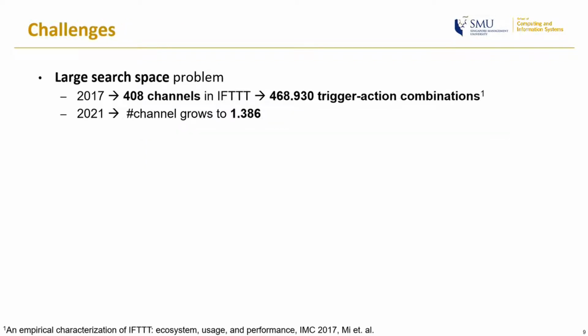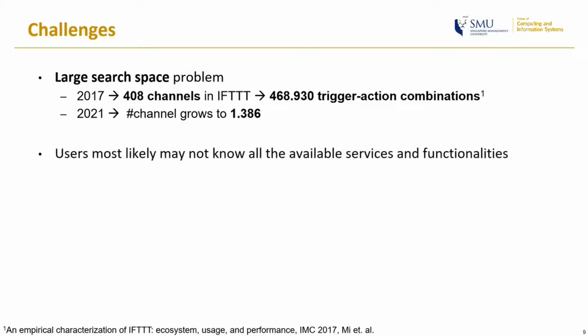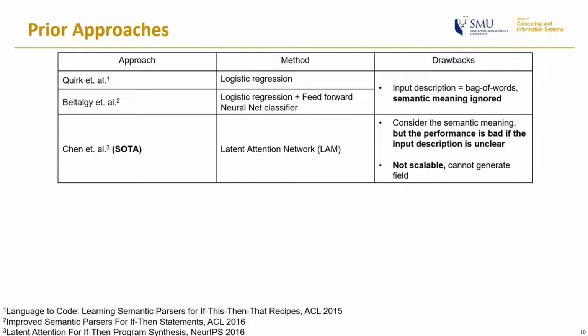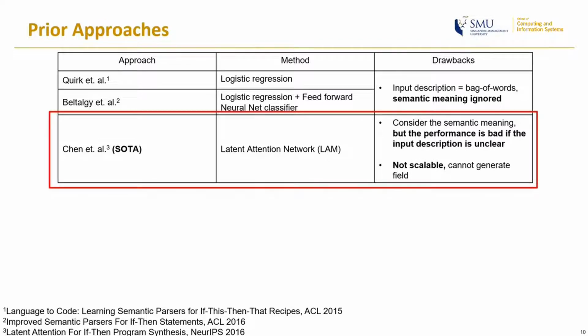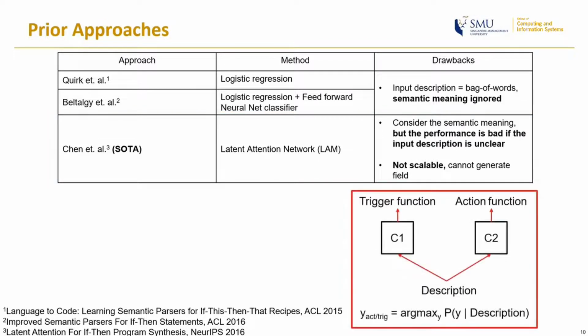Although it looks easy, composing trigger action programs can be challenging because of the large search space when choosing trigger and action components. Because of this large search space, users most likely may not know all the available services and functionalities. These are the prior approaches that try to tackle the TAP generation problem. The current SOTA approach is LAMP. The simplified architecture of LAMP is shown by the figure in the red box.